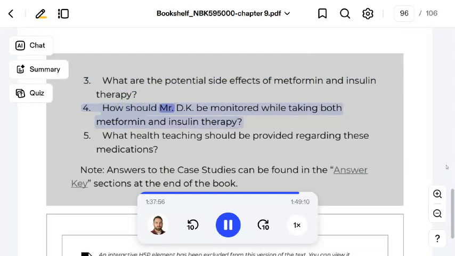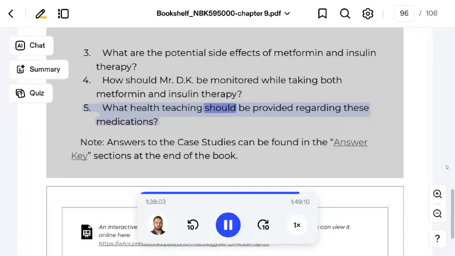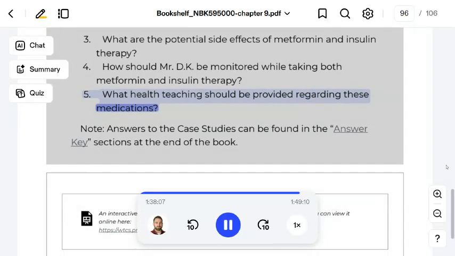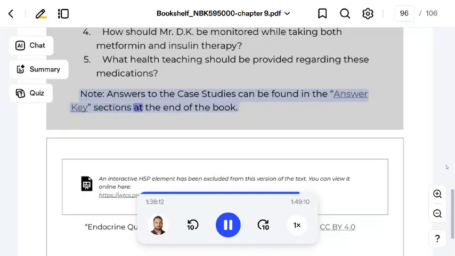4. How should Mr. DK be monitored while taking both metformin and insulin therapy? 5. What health teaching should be provided regarding these medications? Note: answers to the case studies can be found in the answer key sections at the end of the book.